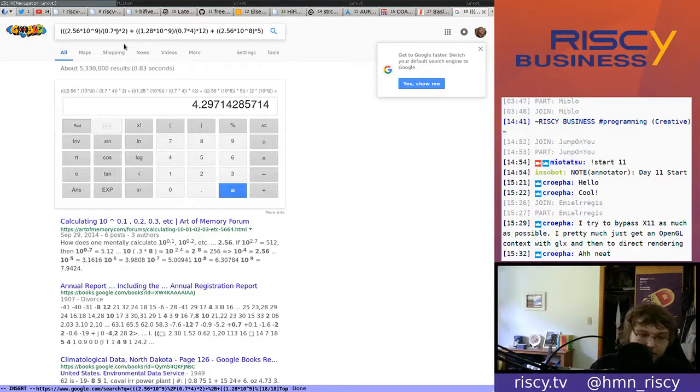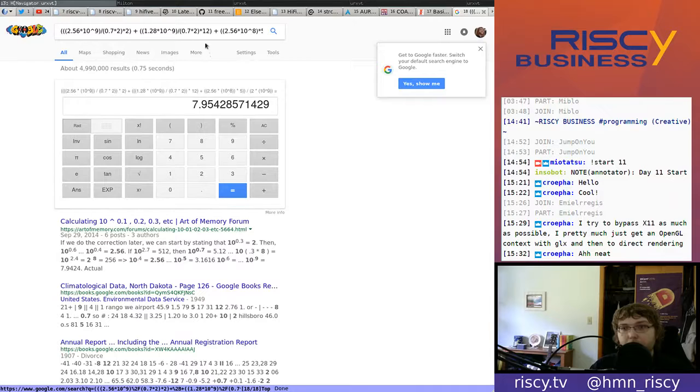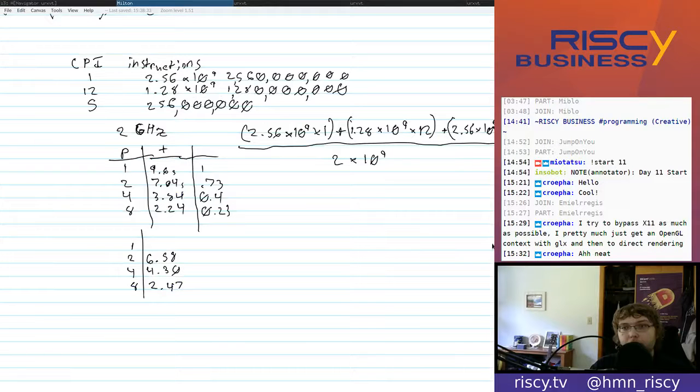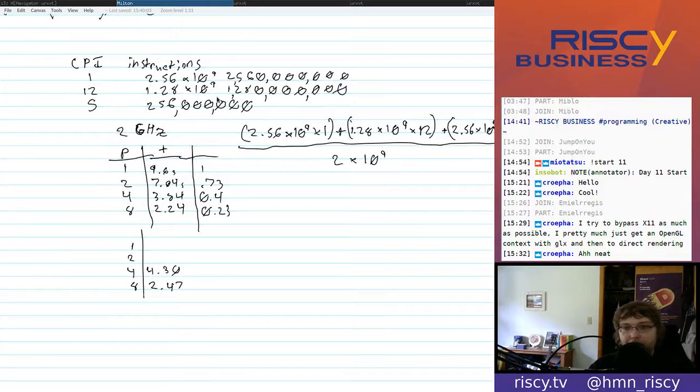For 2 cores, this needs to change to 2. So does this one. 7.95. I was going to say, it shouldn't be faster if you're increasing the CPI. So 7.95.